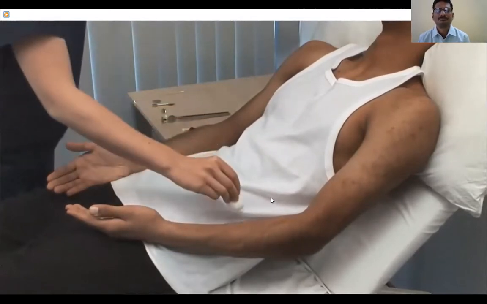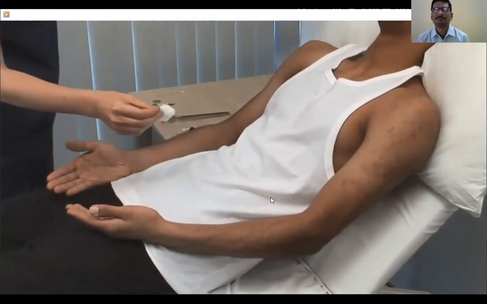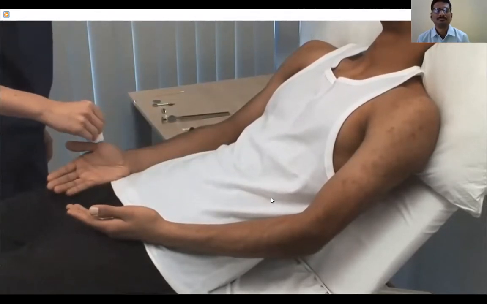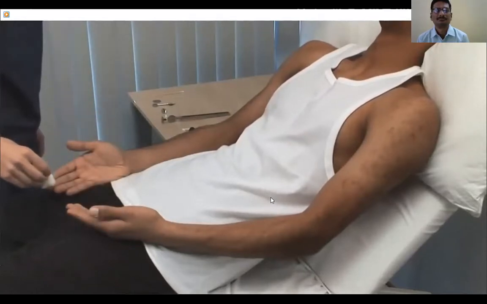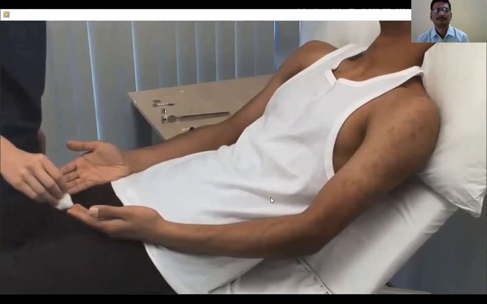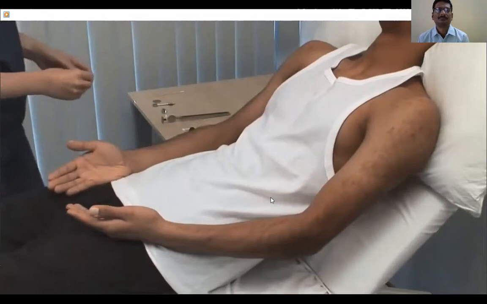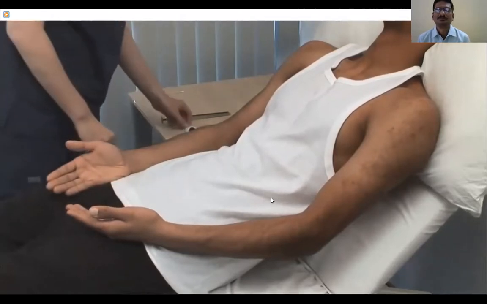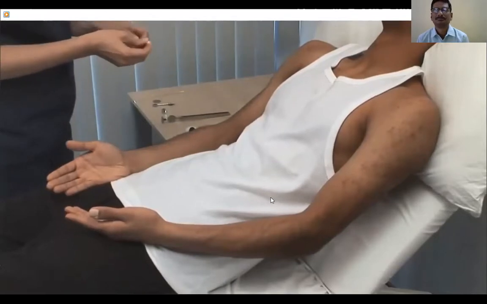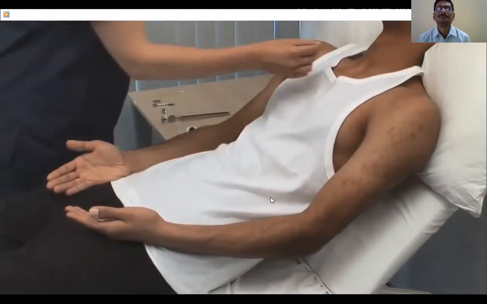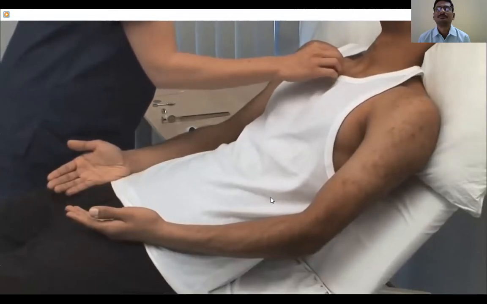Does that feel the same on both sides? Use a fresh neurological pin, not a hypodermic needle, to test pain sensation. I'm now going to gently touch you with a pin. Do you feel this as sharp? And this as dull?